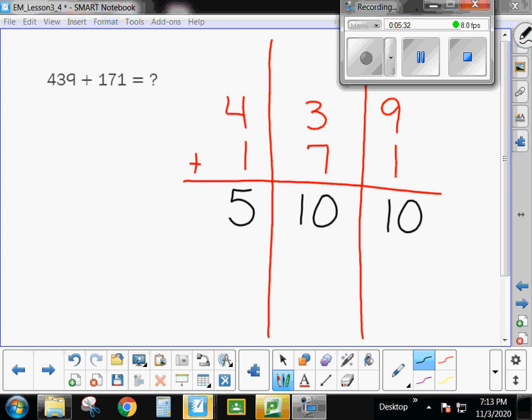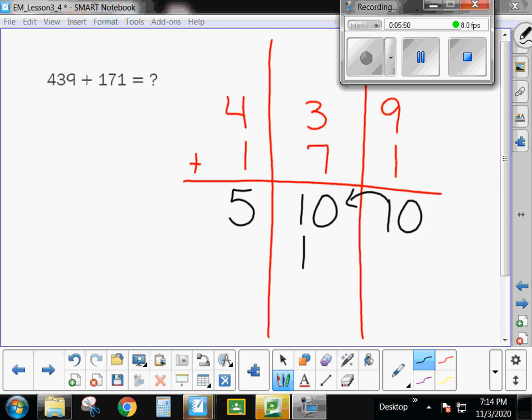All right, so now I'm going to do some trading. Let's start with the ones place. I always like to start with the ones place. All right, guys, if I'm going to trade, I have 10 ones. What can I trade 10 ones for? Well, I can trade it for a 10, right? So I'm going to trade those 10 ones over here.